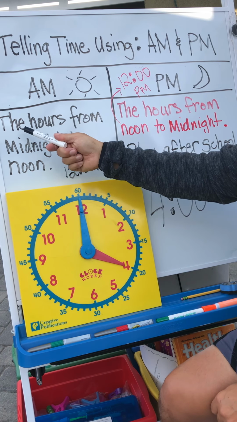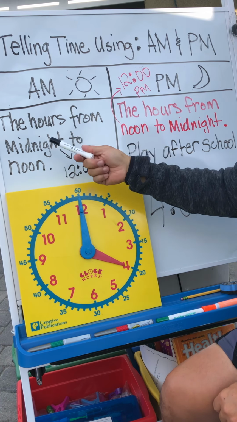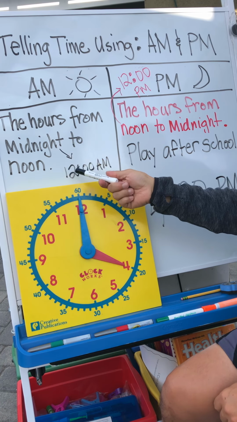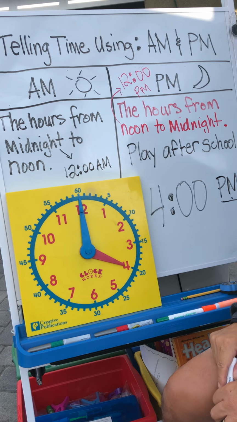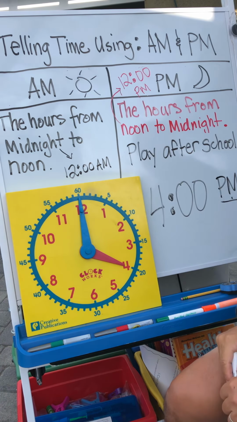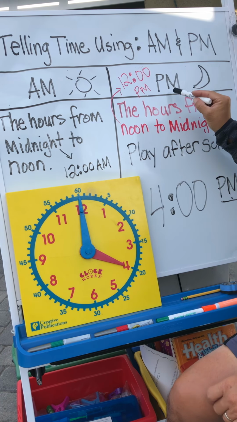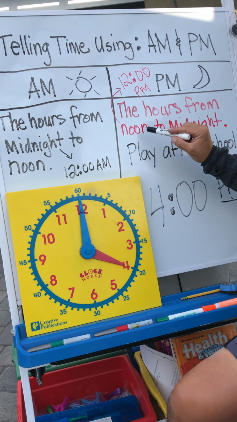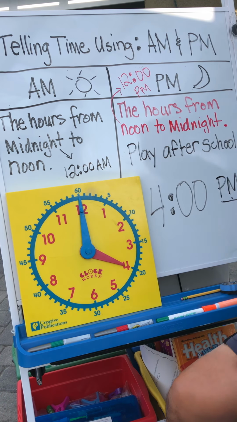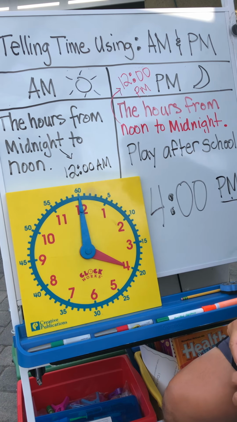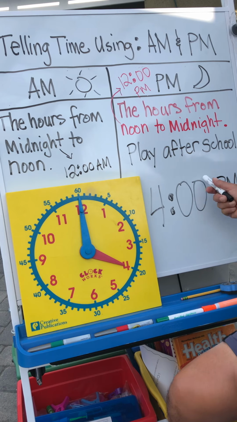A.m. is the hours from midnight to noon. And midnight is 12 a.m. Okay? Noon is 12 p.m. Okay? Now, how do you know when it's p.m.? Well, p.m. are the hours from noon to midnight. Okay? So if you play after school, that's past noon. That means the time will be p.m.